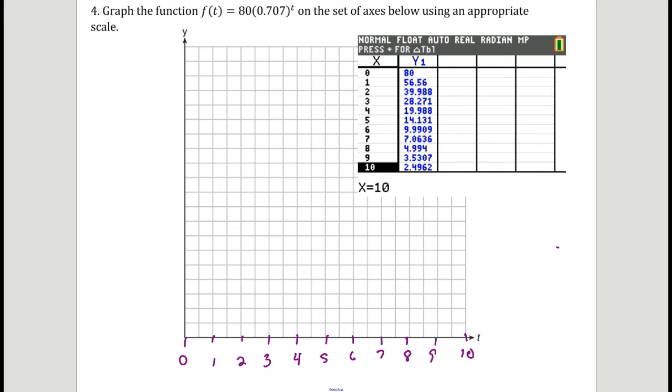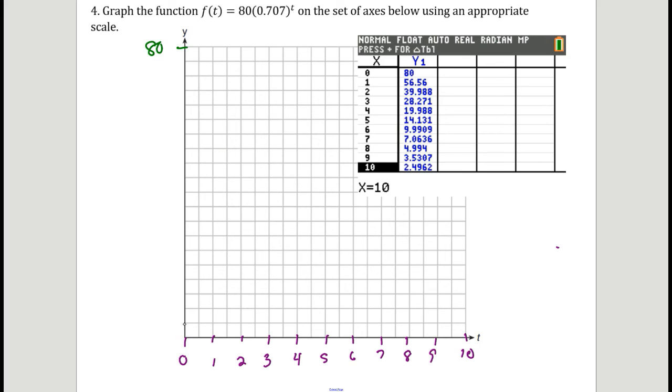Y-axis scale, I also have 20 boxes if you count. I need to get all the way up until 80. So if I have 1, 2, 3, 4, 5, 6, 7, 8, 9, 10, 11, 12, 13, 14, 15, 16, 17, 18, yeah, 20. So let's make 80 up here. That would make sense. If I have 20 boxes, make that 80.